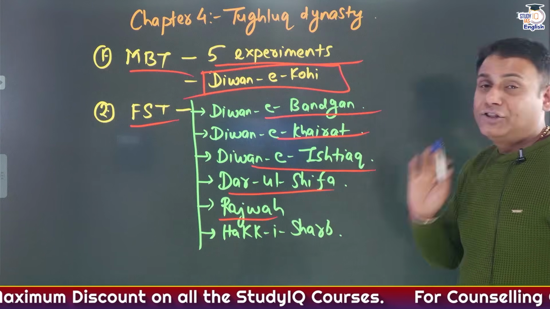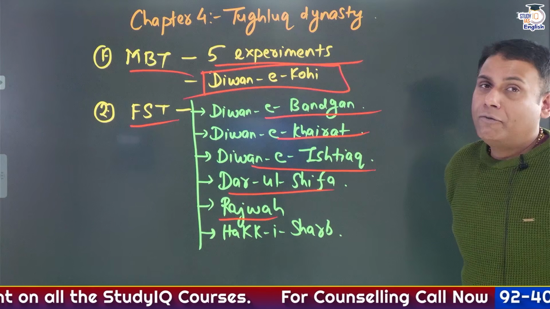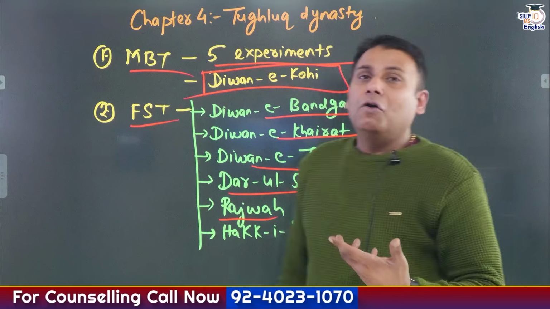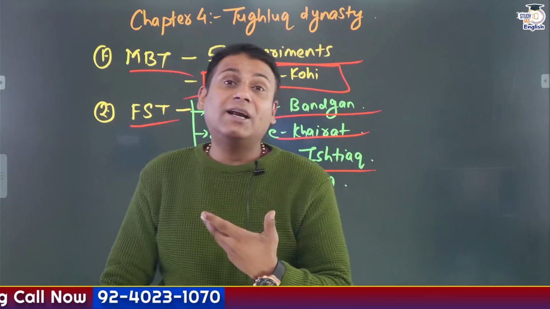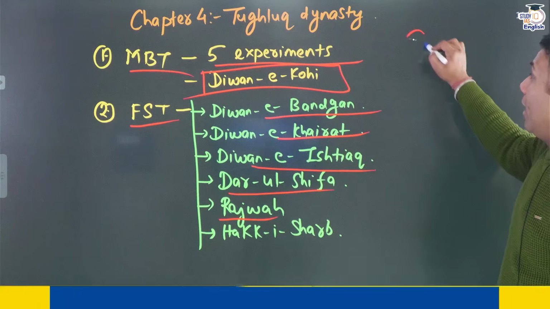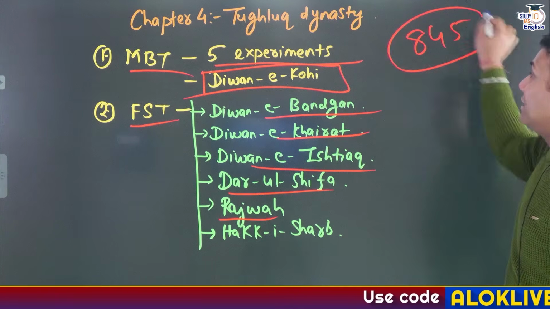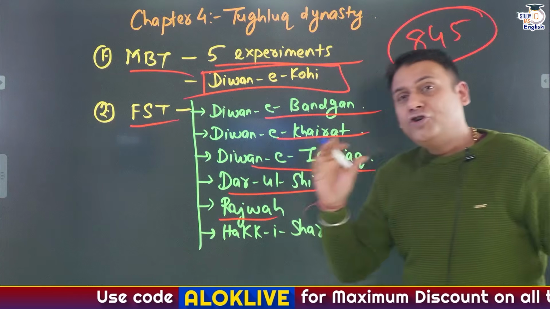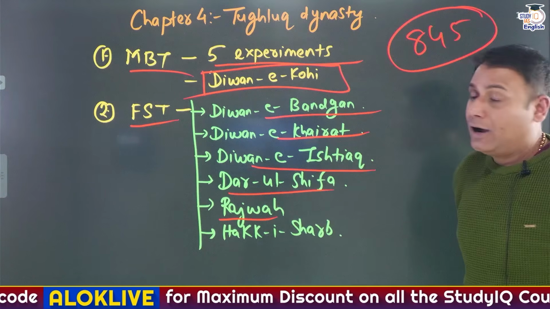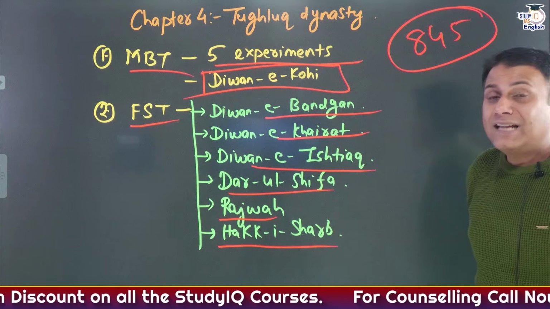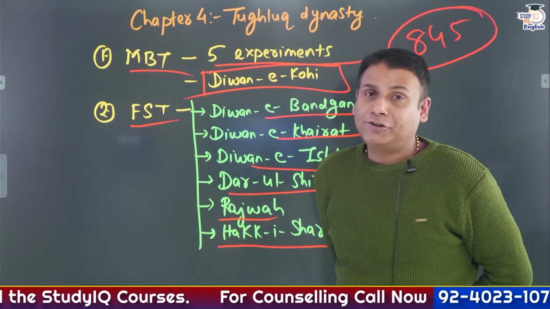At that time, it is said that Firoz Shah Tughlaq, for irrigation practices, constructed many canals, 845 canals as per historian Farishta. And the Persian word for canal was Rajwah. Okay, then Hake-Sharb is nothing but irrigation tax.